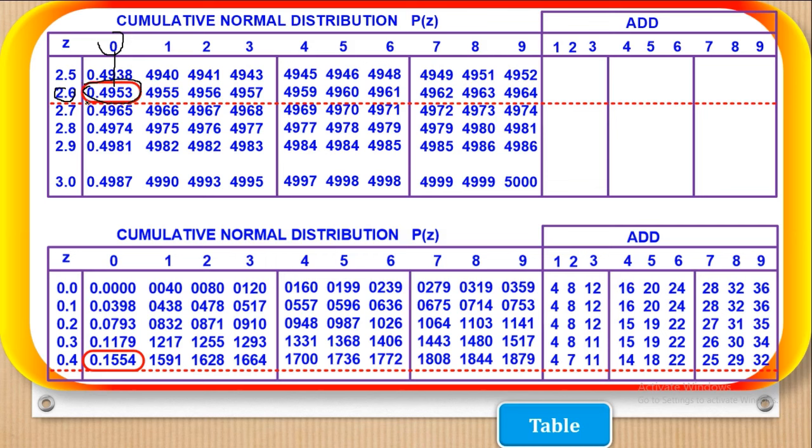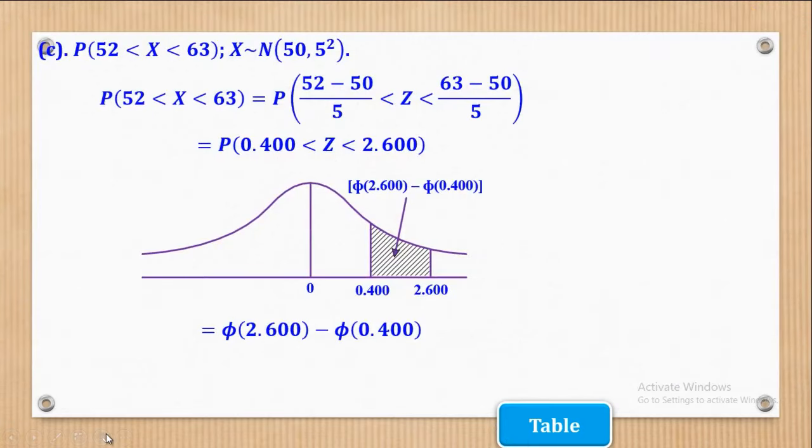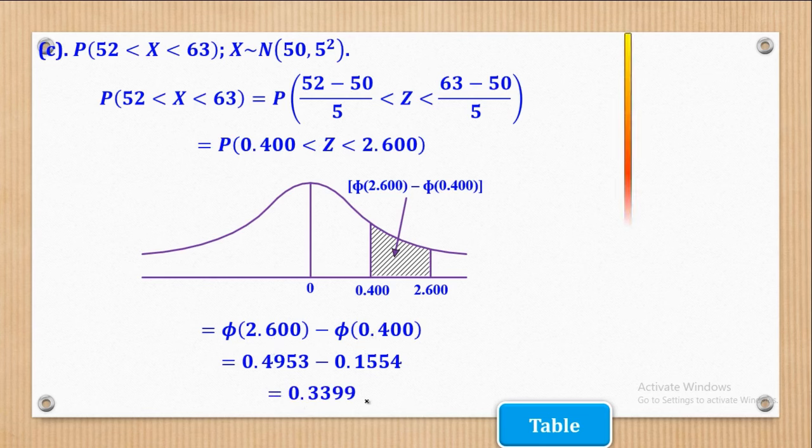0.4953. Then the other one was 0.400, so 0.4 is here, and the second decimal point is 0, which is there. The third decimal point is 0, but 0 is not here, so it can be ignored, so we shall get our probability as 0.1554. So those are the values we are going to write. When we come here, we shall write this as that and this as that, and when we subtract, we shall come up with 0.3399. So basically that's what they wanted.